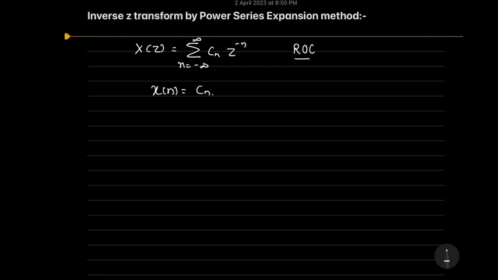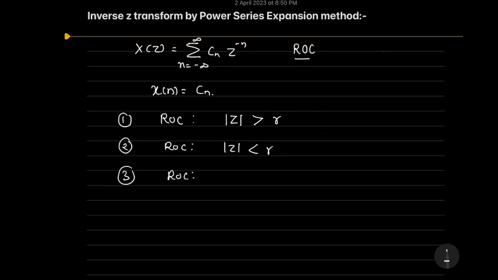Three cases arise when ROC is greater than some radius r, or ROC is less than some radius r, or ROC is between radius r1 and r2. The first case means it is a causal signal and ROC is the exterior of the circle.